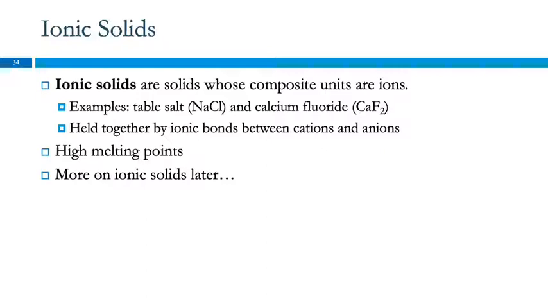Ionic solids, we've got individual ions, and those ions are held together by ionic bonds, the interactions between cations and anions. Because ionic bonds are very strong, these tend to have high melting points, and we're going to talk more about these later.